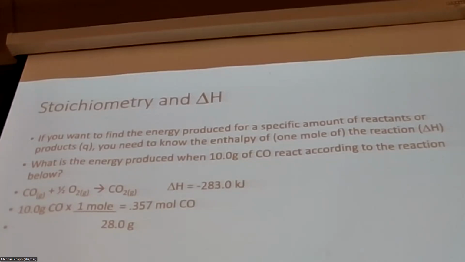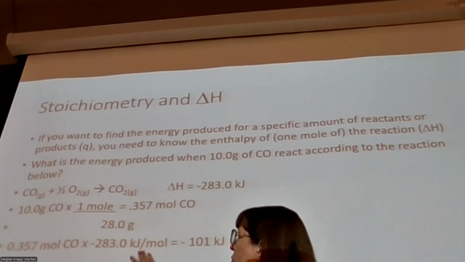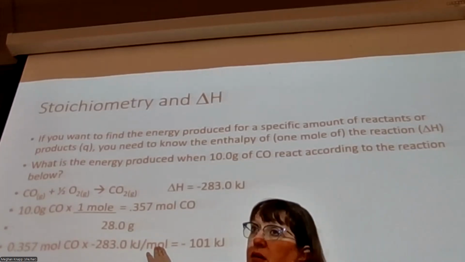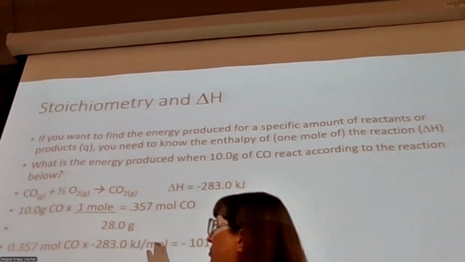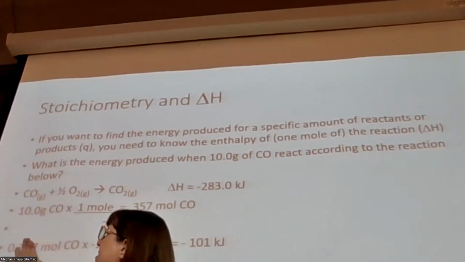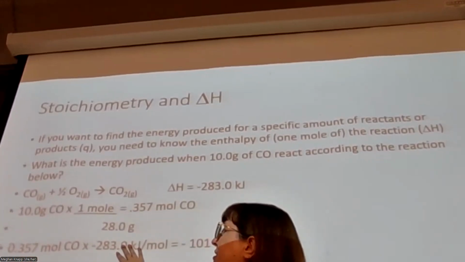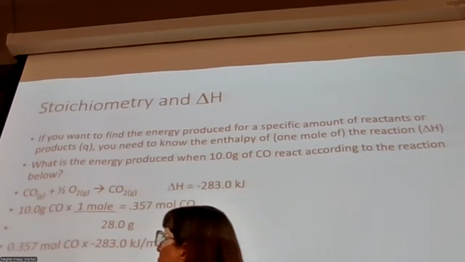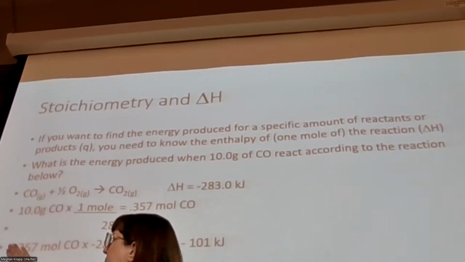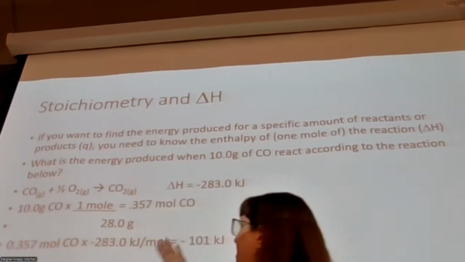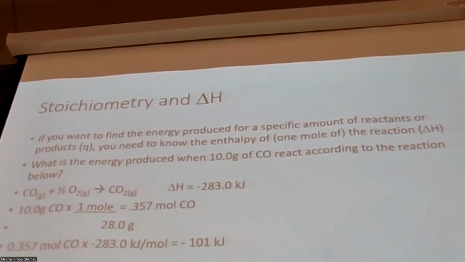So I could set up a proportion. Some people like to do it as a proportion. Or I could say, okay, let me just multiply the moles times kilojoules per mole, because mole is in the bottom. So that'll cancel my moles. Think of this as a percent, like what percent of this energy is going to be produced. So I'm taking this, multiplying it by this, and that's how I get that energy.